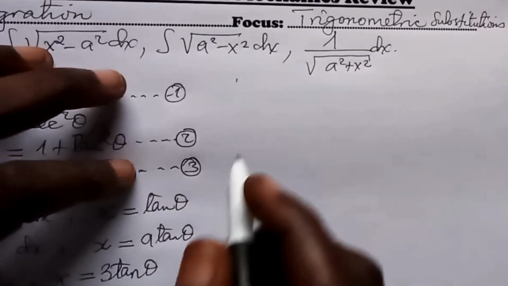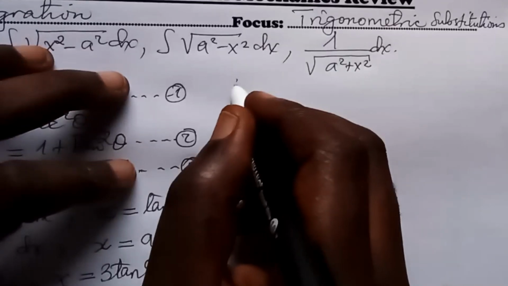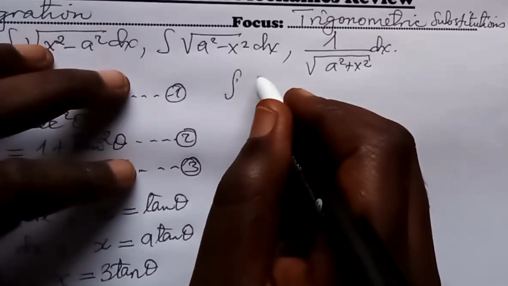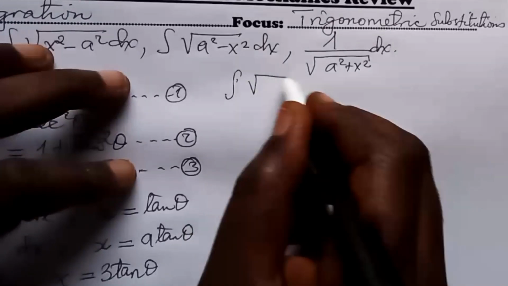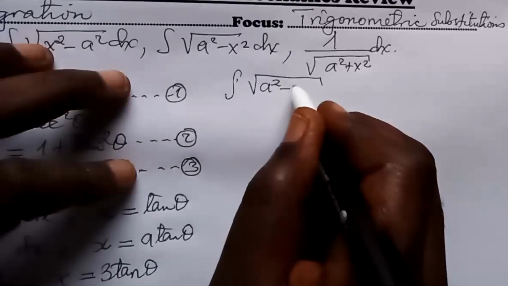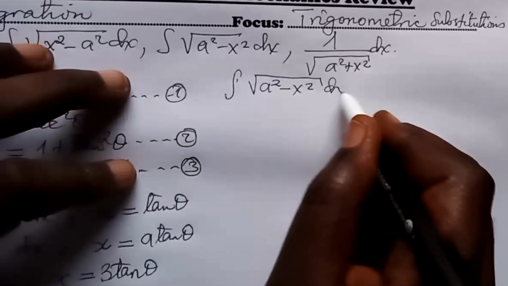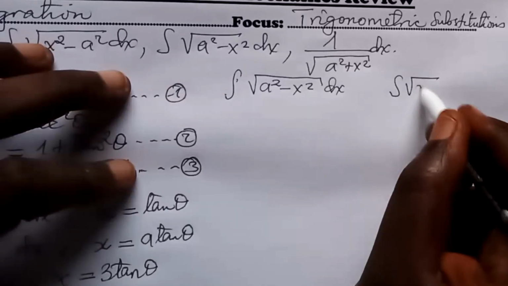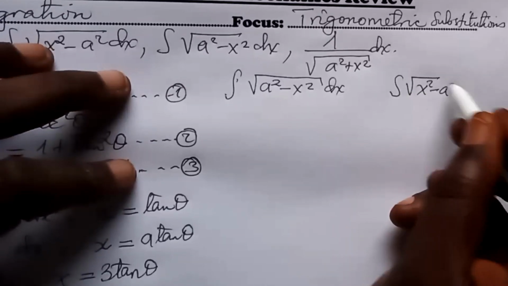Now in the case where we have a difference of two squares in the radical, there are two situations: the square root of a squared minus x squared and the square root of x squared minus a squared.